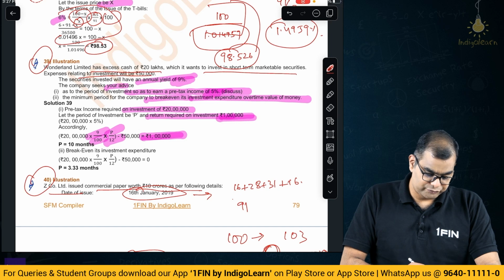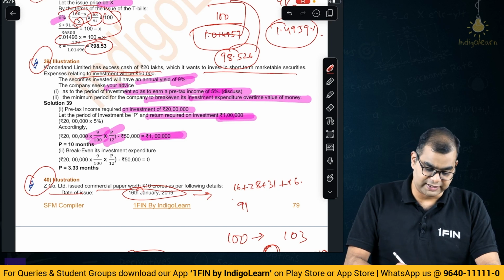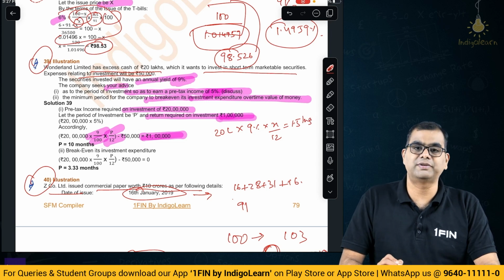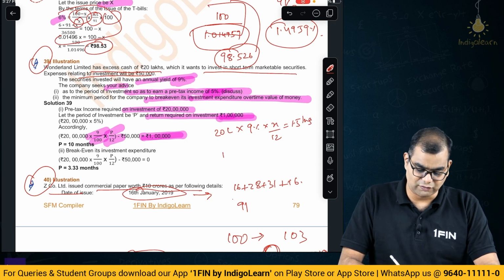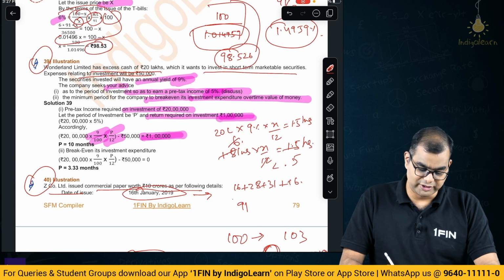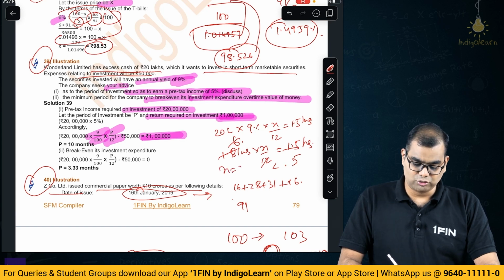So, if you solve for this, that is 20 lakhs into 9% into x by 12 is equal to 1.5 lakhs. You have to solve this. So, 20 lakhs into 9% is how much? 1.8 lakhs. So, 1.8 lakhs into x by 12 is equal to 1.5 lakhs. So, your 30,000 goes 5 times, 30,000 goes 6 times, right? Then 6, 2. So, x is equal to 2 into 5, which is 10 months.